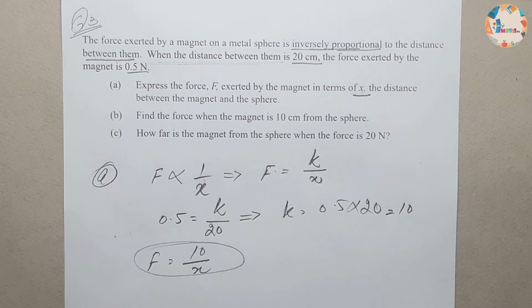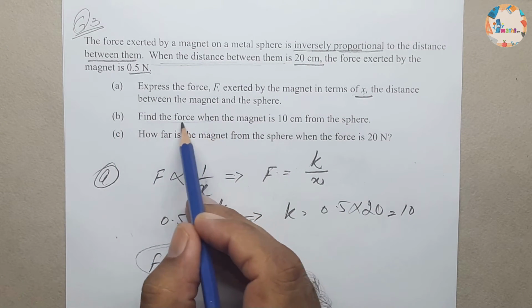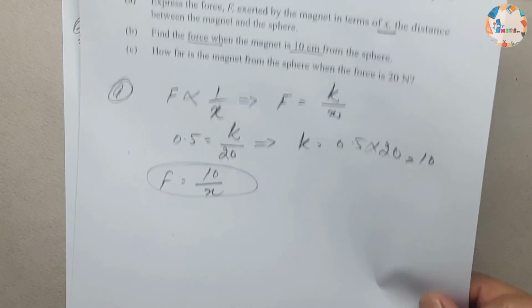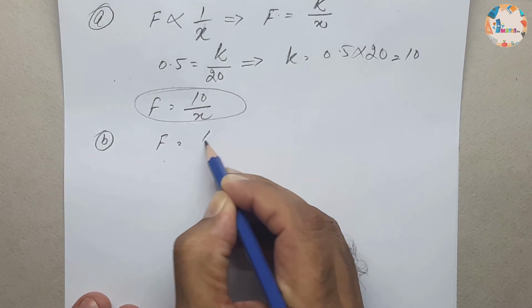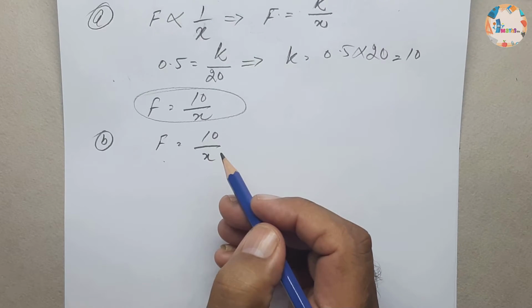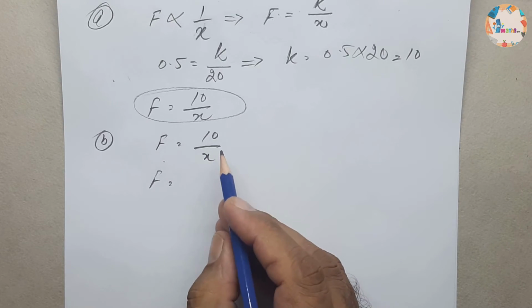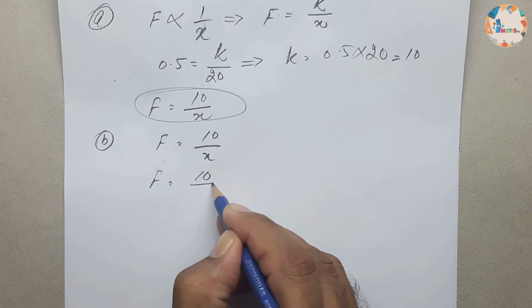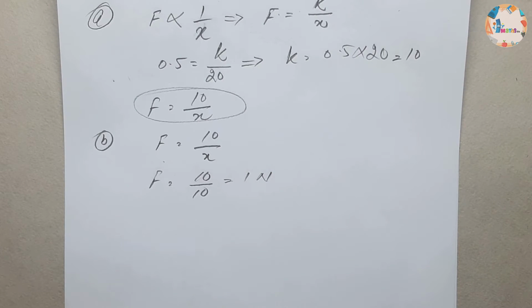Now in part B, we have to find the force when the magnet is 10 centimeters from the sphere. So the same equation we'll be using for part B. F is equal to 10 over x, and F we have to find when the magnet is 10 centimeters away. So the distance is 10 centimeters, so 10 divided by 10 will be 1. So 1 Newton will be the force. This is the answer for part B.